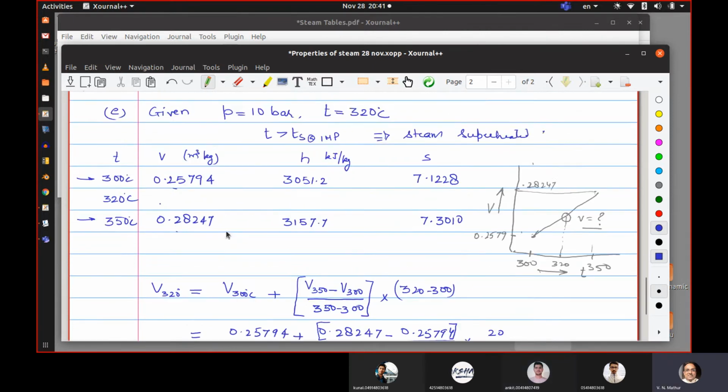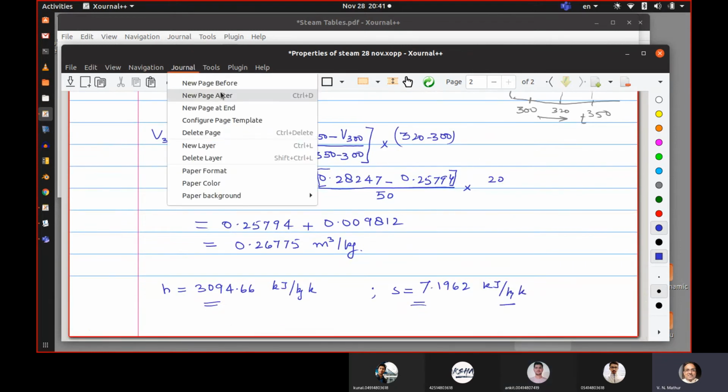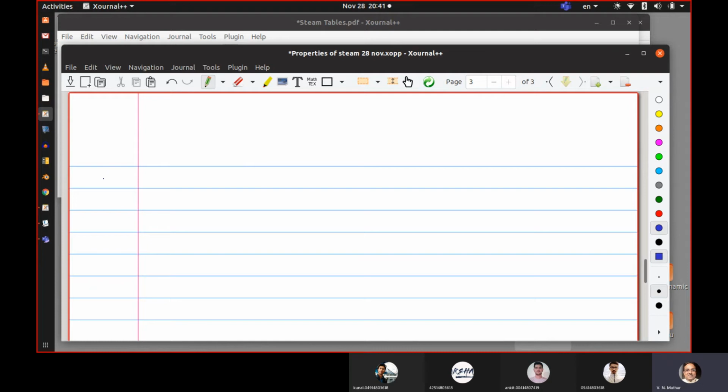Now we'll move to the next part. Next part F. So F is P is 5 bar and V is 0.4646.